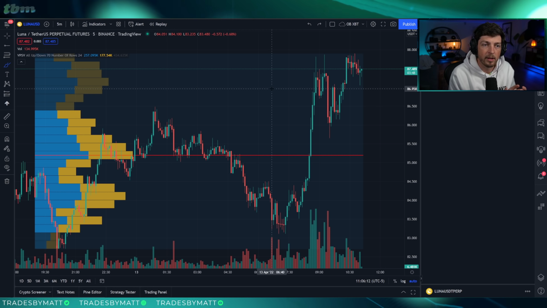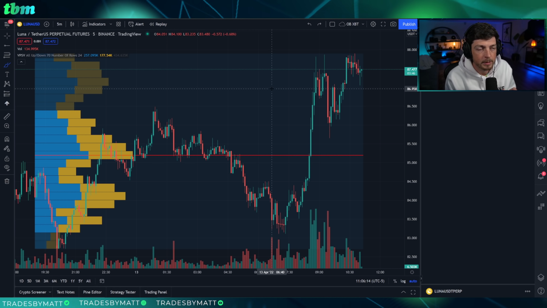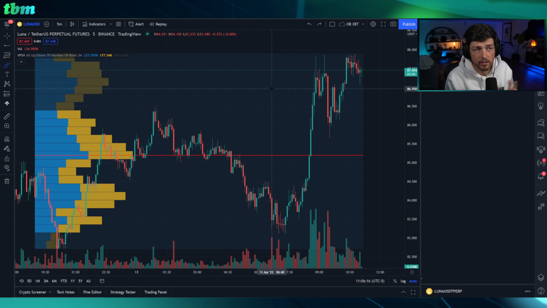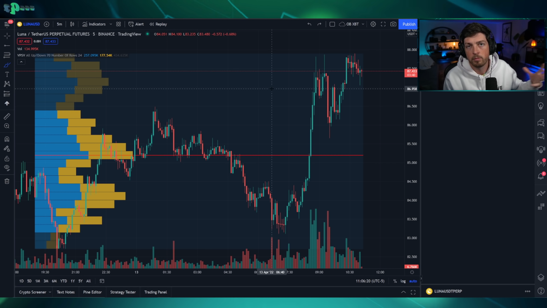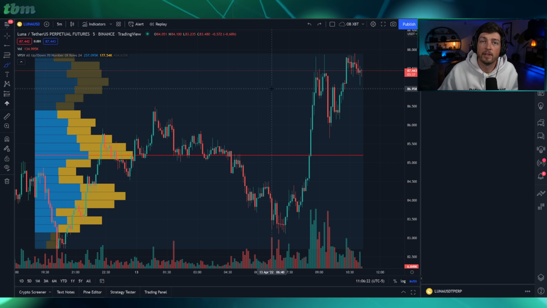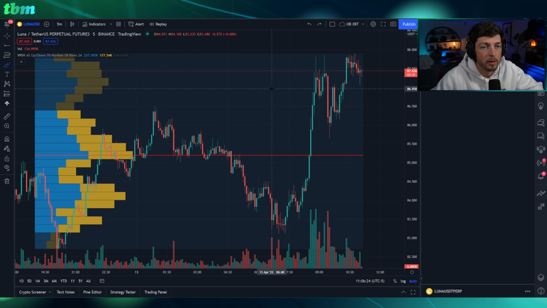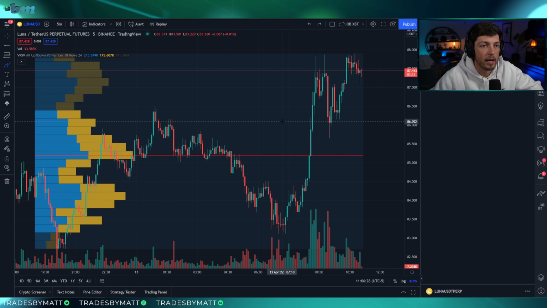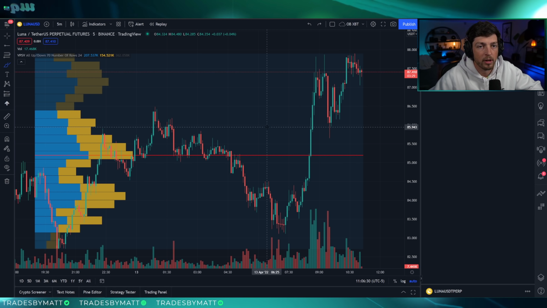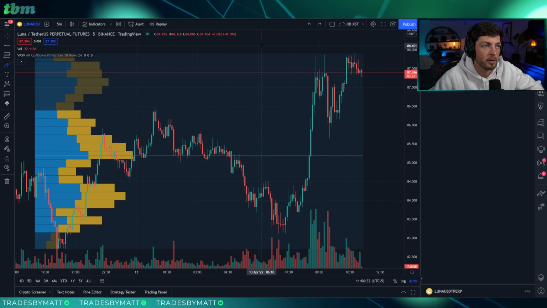So Bitcoin has lately been kind of tracking the markets, the US indexes. And Luna has obviously been swayed by Bitcoin a little bit, but it has an even higher beta than Bitcoin, meaning the moves are going to be larger. So right now, Luna's up like 3.5% on the day. Bitcoin's up like 2.5% on the day.